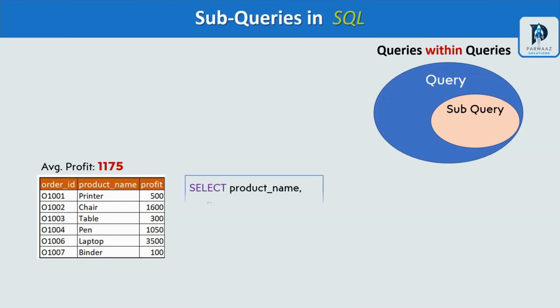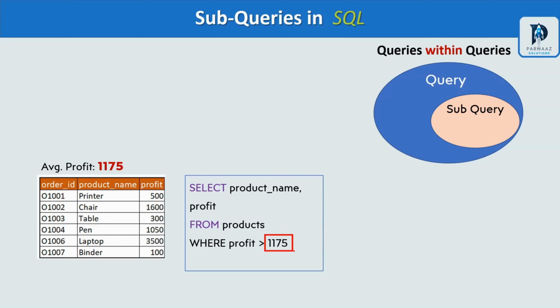And to get it in SQL, I write this simple query. I have to select product name, profit from products, where I am writing this hard-coded value as 1175. Do you see the problem in this query? Yes, we have to calculate the average manually.